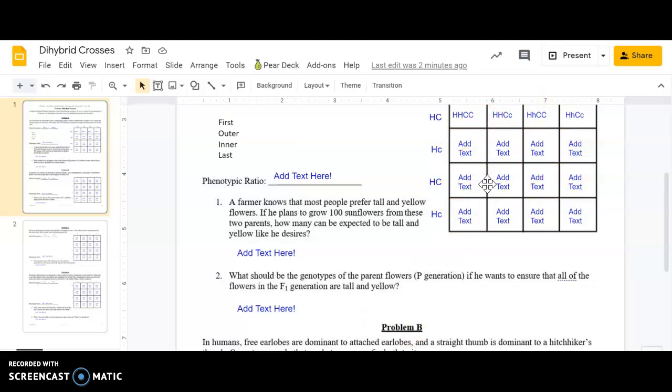All right, I hope that helped kind of introduce you and help you set up your dihybrid crosses. You are welcome to look back at the slides for 5.1, and if you haven't done the lesson for 5.1, this is going to be super difficult, so I would recommend doing that first.